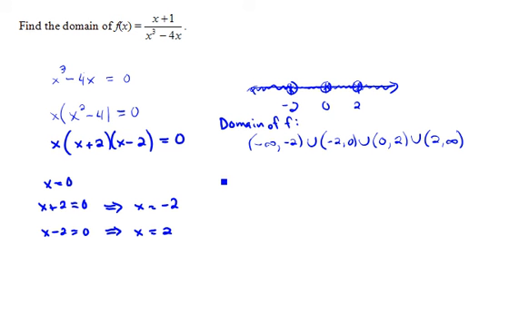It may also be simpler in this case to write the domain of f as a set. We can simply write the set of all x such that x is not equal to 0, x is not equal to 2, and x is not equal to negative 2. And that also is another way of describing the set of real numbers that can be used as the domain of f.